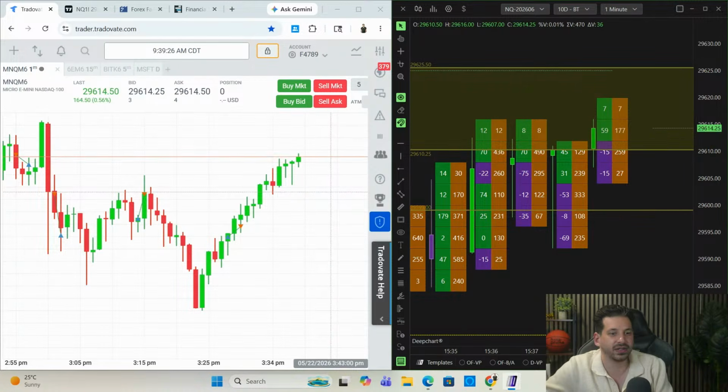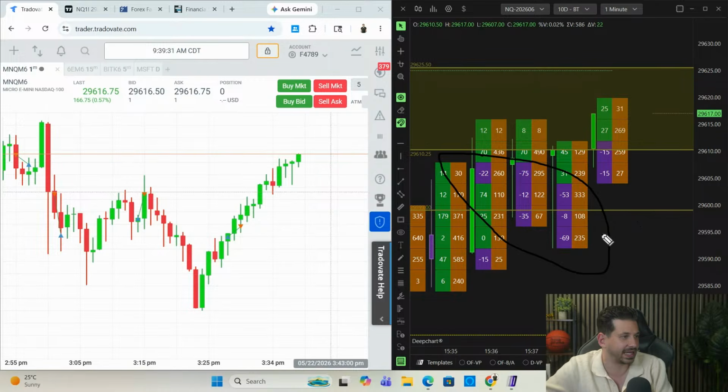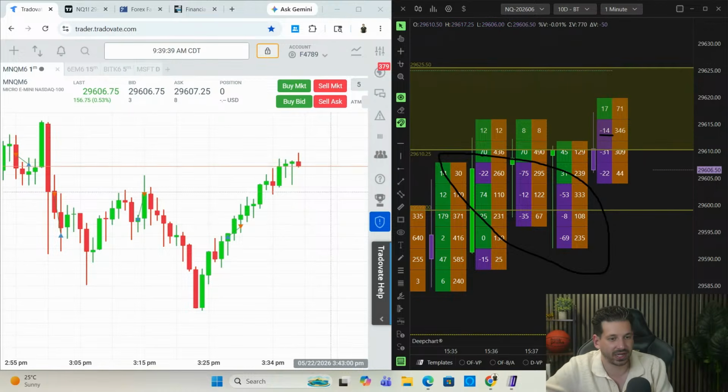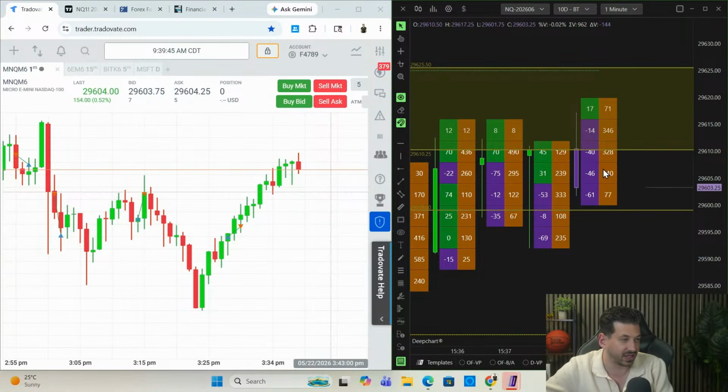Yeah, those sellers really failed in this area. They tried to get it down. Buyers are still hammering these sellers, but sellers are still willing to come in. There's not too much buy pressure in the market, though. So I don't think the buyers are really going to make much movement up until they come in heavier. And look, sellers are still willing to short it. They could actually break through here.